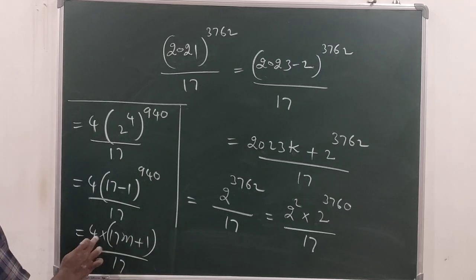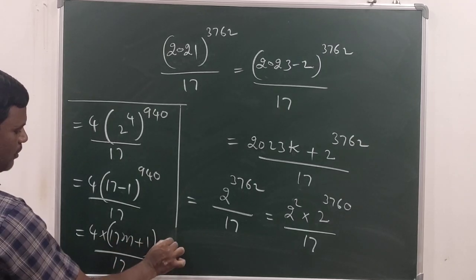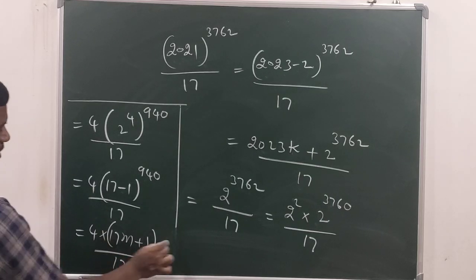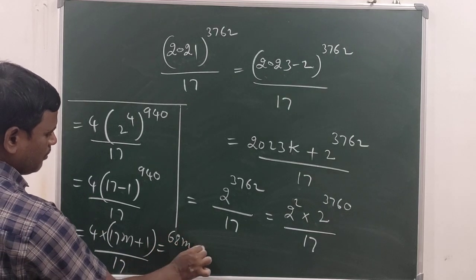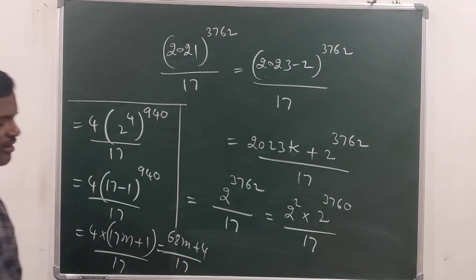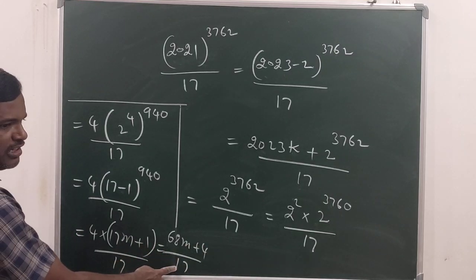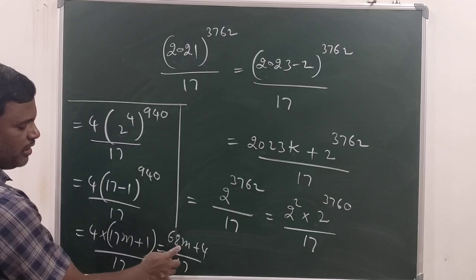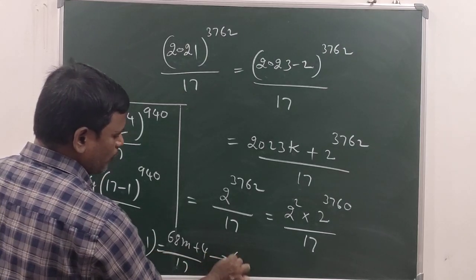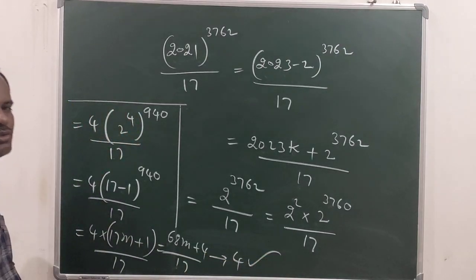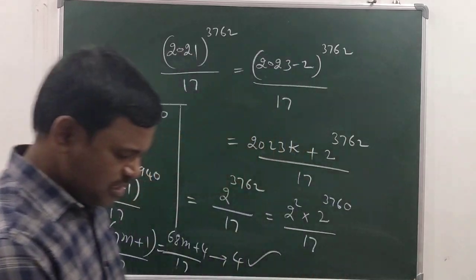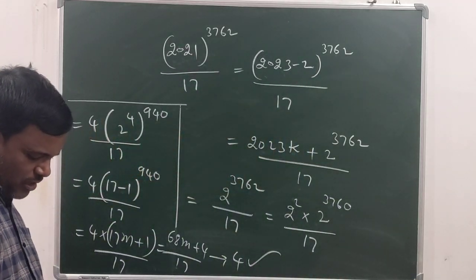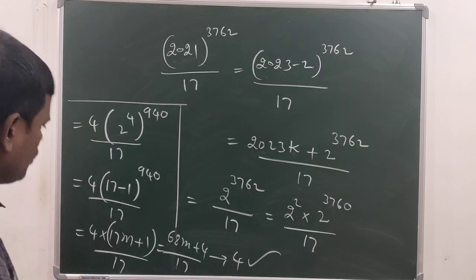So now multiply these two with 4. You get 4 times 17 is 68, so 68 K M plus 4 by 17. Now this is a multiple of 17. Hence remainder is 0. Here 0 plus 4, 4. 4 is the required remainder for this question. Okay, students? Right. Now let us go to one more question.